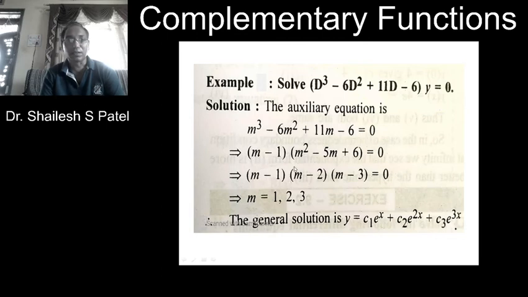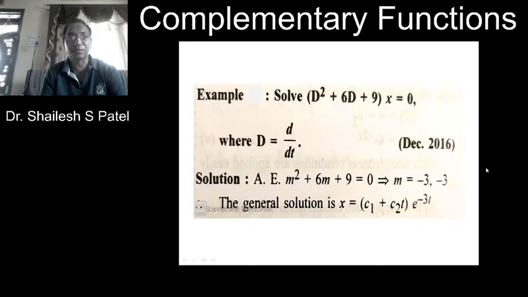Then this quadratic part we can solve very easily by factorizing or by using the formula minus b plus or minus root b square minus 4ac divided by 2a. So here we have obtained the three different roots 1, 2 and 3. Then the general solution is y equal to c1 e raised to x plus c2 e raised to 2x plus c3 e raised to 3x. So here you can see that the third order equation is there, so three arbitrary constants exist.